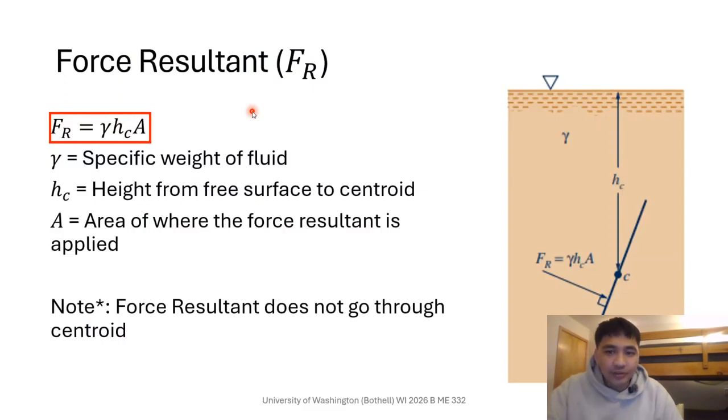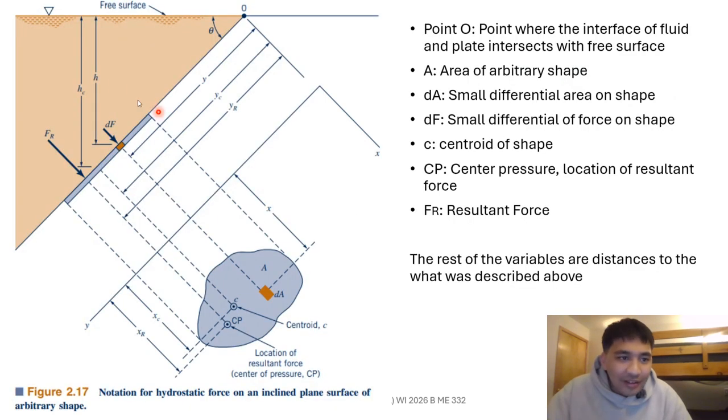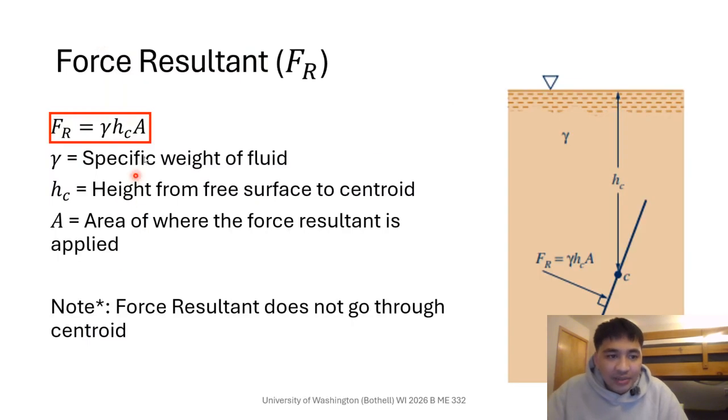Okay, so the equation for force resultant. The force resultant here, we're skipping to it just because it might be easier to understand, but they have more derivations in the textbook. It's just equal to the gamma specific weight times the height from the free surface to the centroid, right? We explained that back here, HC right there, times the area of where the force resultant is applied, area.